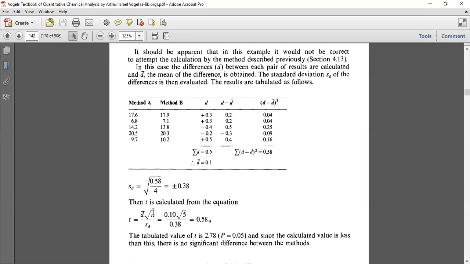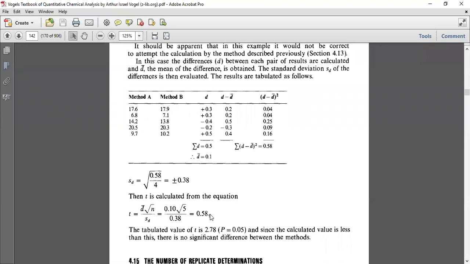Then they applied the t value, the t formula. T is equal to what? D bar into square root of n divided by standard deviation. This is the same formula as the student t-test. Instead of x bar, here we are taking the difference D bar, square root of n divided by SD. Then D bar is what? Same thing, 0.1 into n value, the number of observations, square root of 5 divided by standard deviation 0.38. So this is 0.58.